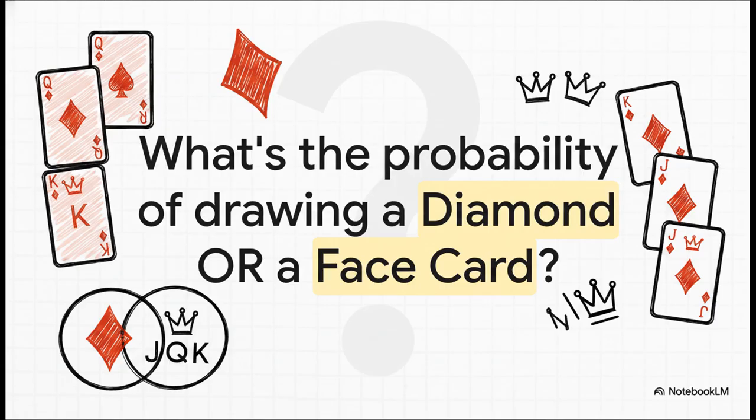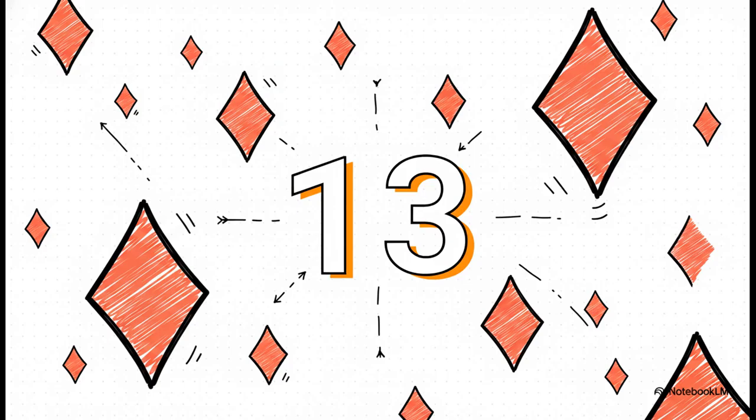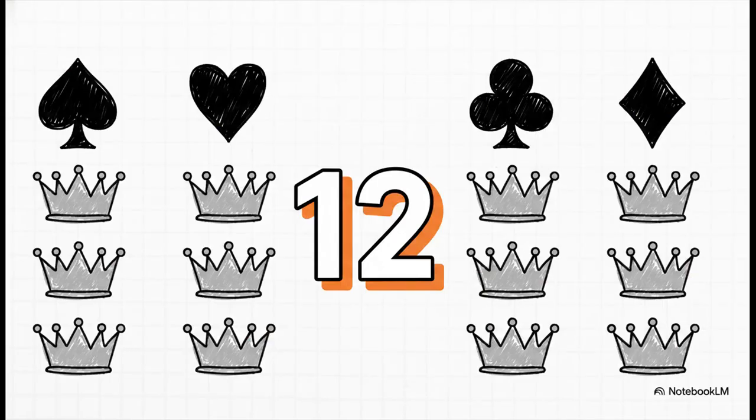Go ahead, take a quick second. How would you figure that out? All right, let's start to pick this apart. First things first, let's talk about the diamonds. A standard deck has 4 suits, and one of them is diamonds. So that gives us exactly 13 diamond cards. Pretty straightforward so far.